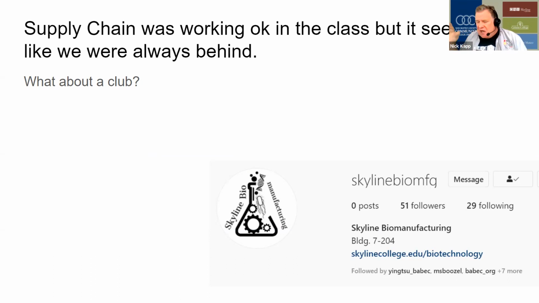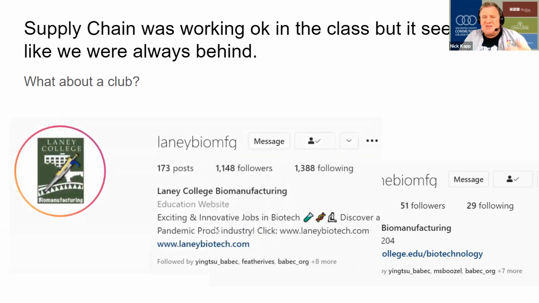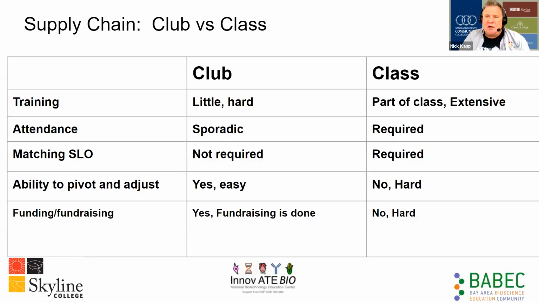And actually Doug Bruce and Leslie Blackie, who I know is here on the talk, have a club that they use to do their manufacturing. This is the Instagram account for Skyline Biomanufacturing. Here's Laney Clubs. They have a lot more followers, and they hire a publicist to do a little bit of their stuff. They've been around a little bit longer. But what I wanted to do then is compare.